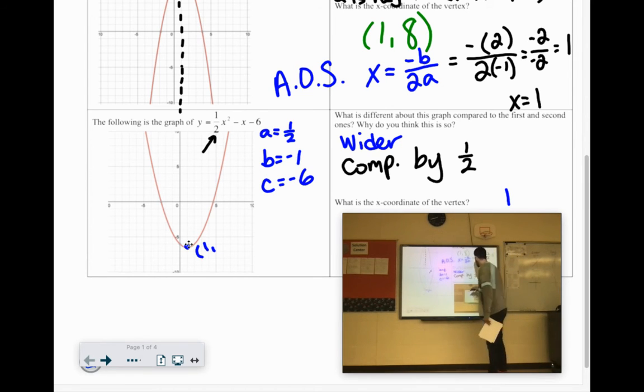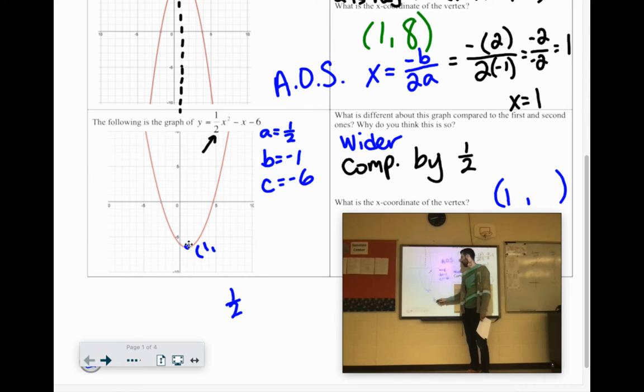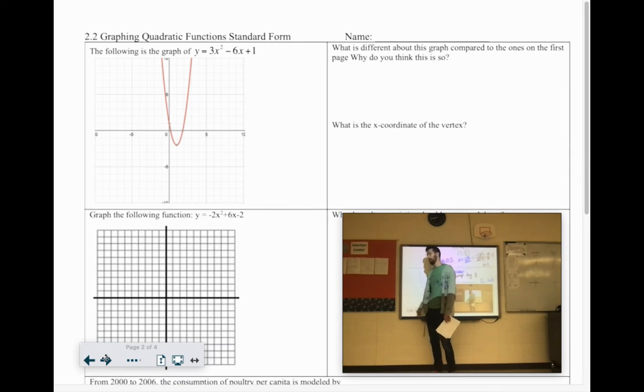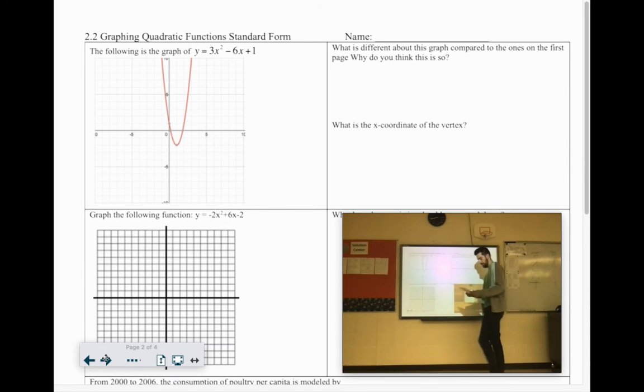But we can figure out the y-coordinate by substituting that in for x. 1 squared is 1, half of 1 is 1/2, minus x, which is 1, minus 6. 1/2 minus 1 is -1/2, minus 6 is -6.5. So that would be our y-coordinate. They didn't ask us for it. We're just good like that, you know what I mean? All right, let's flip it over to the back.